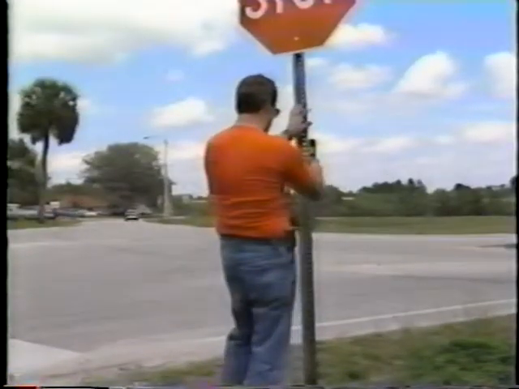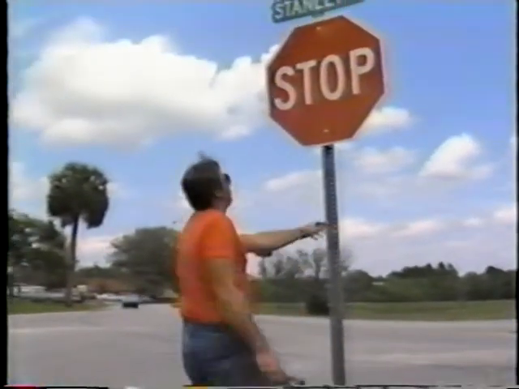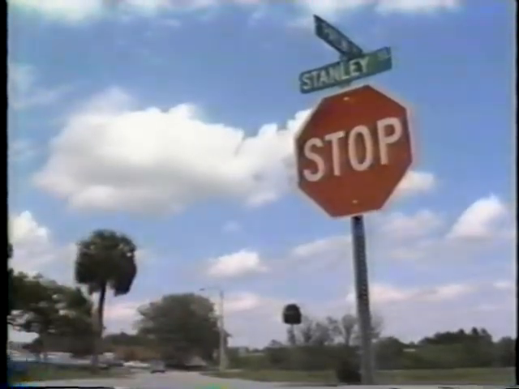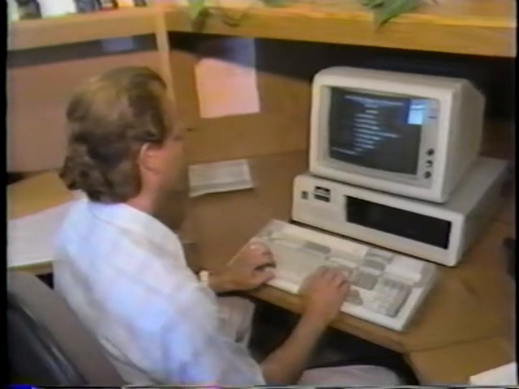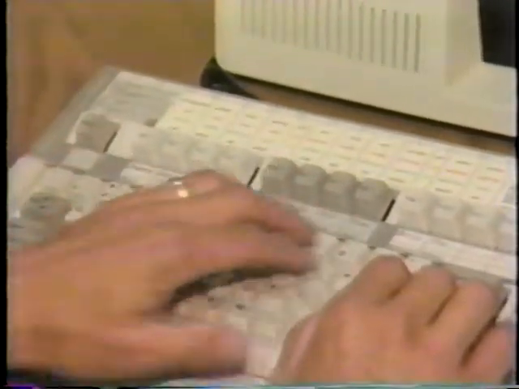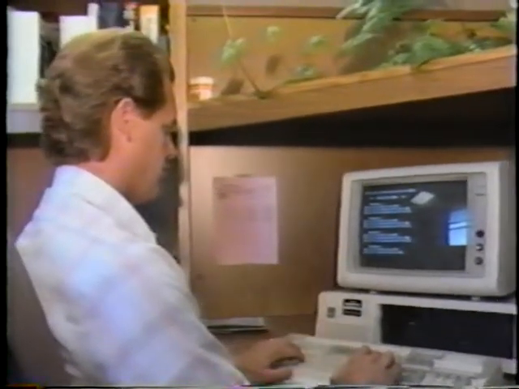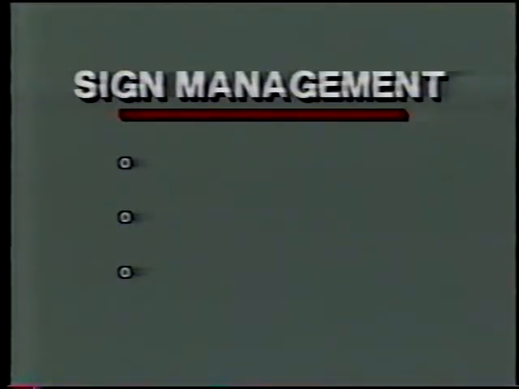What's the solution? While there's no quick fix, there are ways to begin to solve the many problems related to traffic signs. Many of today's traffic administrators are responding by developing sign management programs, systematic ways of evaluating, upgrading, and maintaining the quality of their traffic signs.